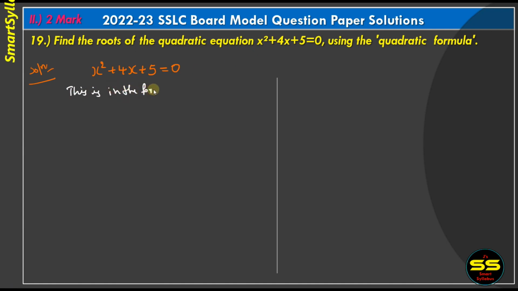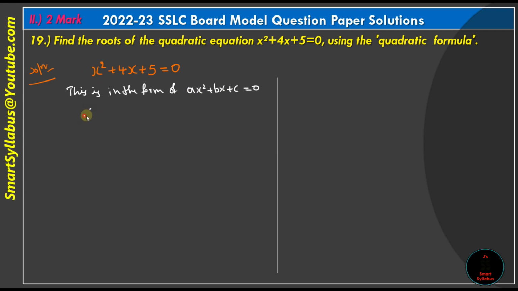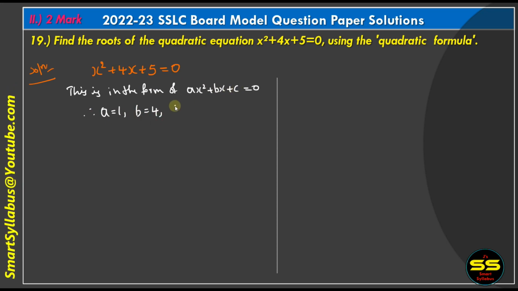That is, this is in the form of ax square plus bx plus c is equal to 0. Now compare these two equations. In place of a, in this given equation we don't have any value, that means a is nothing but 1, therefore a is 1. Now compare the value of b, so b is going to be 4. So the value of c will be 5. Once we get the values of a, b, c, now we need to write the quadratic formula.